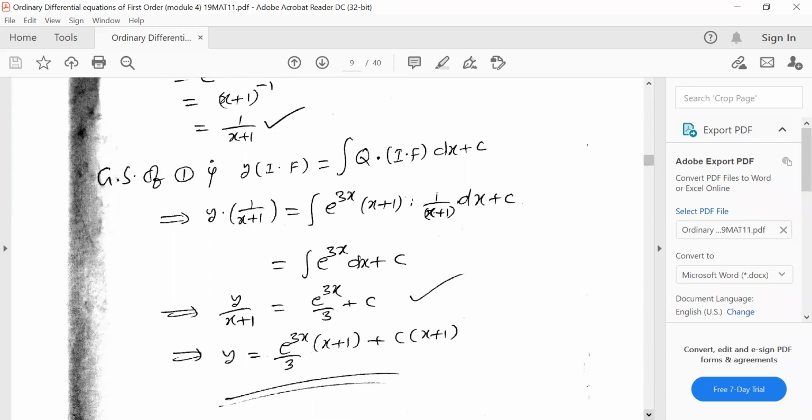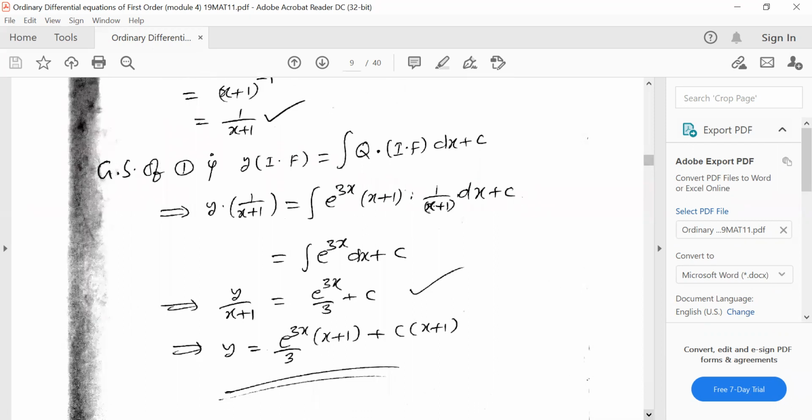y into integrating factor equals integral of q into integrating factor dx plus c. So y into 1 by x plus 1 equals integral of q, which is e power 3x into x plus 1, into IF, which is 1 by x plus 1, dx plus c. So x plus 1 cancels, and the integral of e power 3x is e power 3x by 3. That's it, plus c gives the solution.